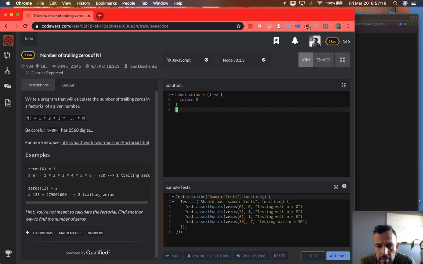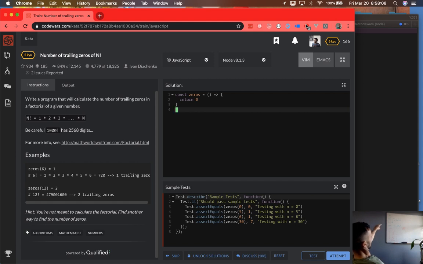Maybe looking at some of the... Hey, you're not meant to calculate the factorial. Find a way to find the number of zeros. I'm guessing that at 15, it's going to jump to 3 zeros. So my assumption is that every 5, it's going to jump up another number of zeros, right?